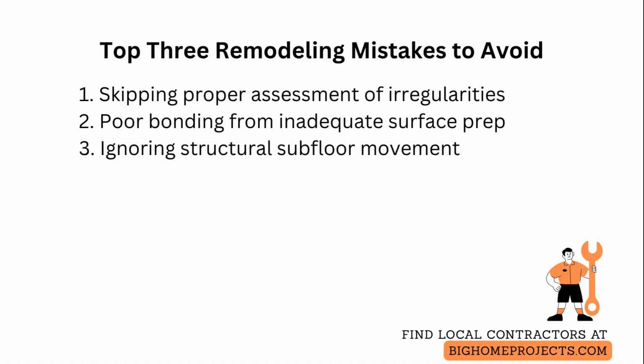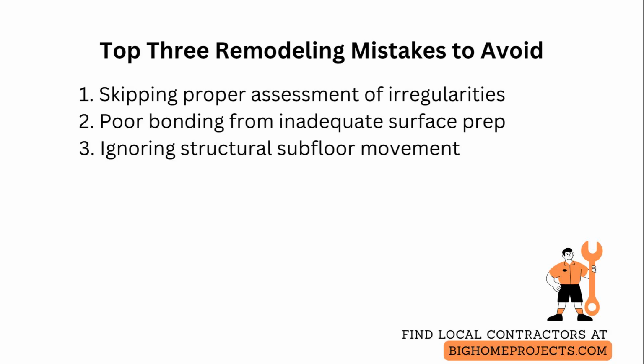Common mistakes start with skipping the proper assessment and assuming thinset will hide irregularities, which leads to cracked tile and lippage. The fix is to measure and mark deviations and choose underlayment or patching that matches the depth of the error. Another frequent problem is poor bonding from not priming or from dust and contamination, which causes delamination.